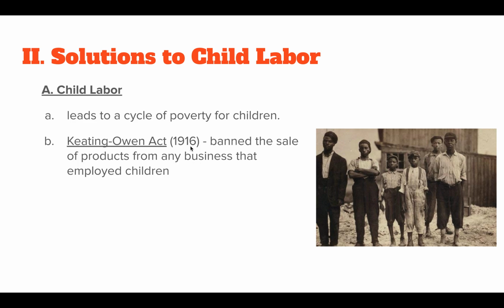The Keating-Owen Act was made in 1916, and this banned the sale of products from any business that employed children. So it seemed like a really good idea. However, the law was found unconstitutional because it was dealing with business being conducted from state to state. So there was a loophole in the law. Even though it seemed like a good idea because it could ban child labor, it was also a ban on business. So once again, business or government didn't want to extend itself too far, didn't want to get too involved, especially with commerce between states.